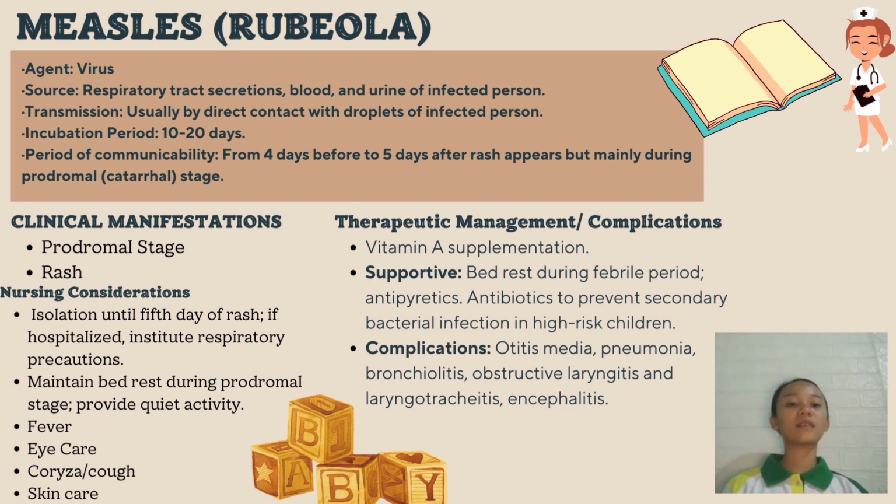Next, we have therapeutic management or complications for measles. We have vitamin A supplementation. So, why do we need vitamin A supplementation for a child or person with measles? Vitamin A reduces the effect of measles infection. So, it is what we call therapeutic effect. Next, we have preventing the subsequent development of secondary infection. So, it is what we call protective effect.